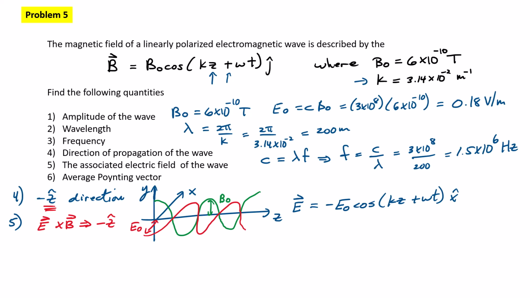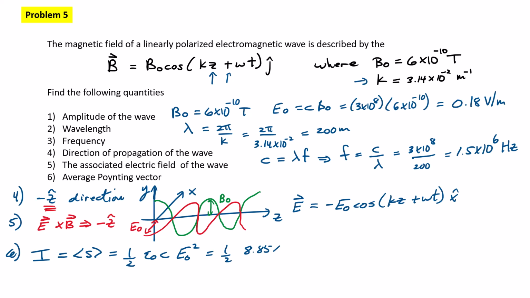All right, question 6, similar to the previous problem, what is the average Poynting vector? By definition, the average Poynting vector is nothing more than the intensity of that wave, and that we can calculate as 1/2 epsilon 0 c multiplied by the amplitude of that wave squared. Put in all the numbers.